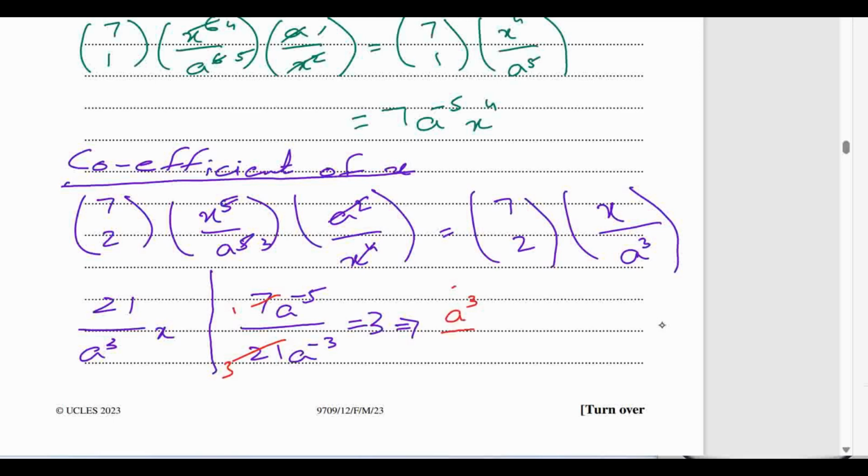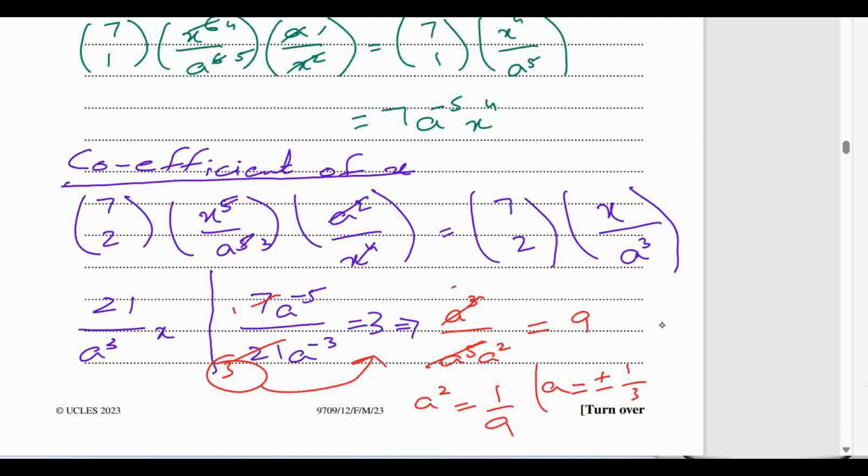a cube divided by a5 is equal to 9 because we have shifted this 3 to the other side. So now we can cancel out a cube with this, so here this will be a square. We can simply cross multiply it. So a square is equal to 1 by 9, and then a will be equal to plus minus 1 by 3, because we take the square root on both sides. So this will be the final answer. I hope that the concept is clear.